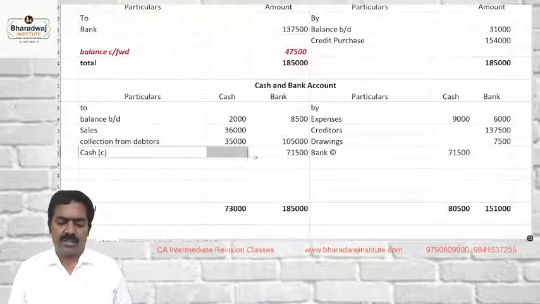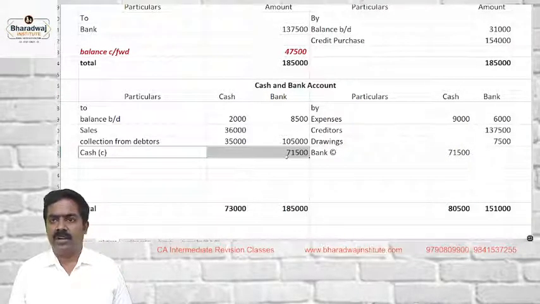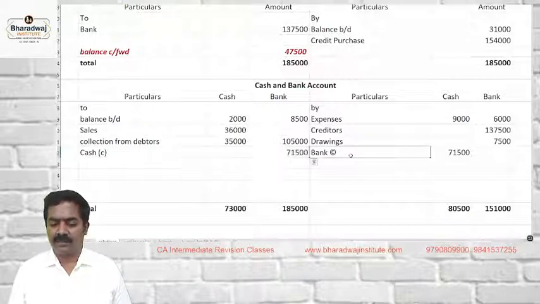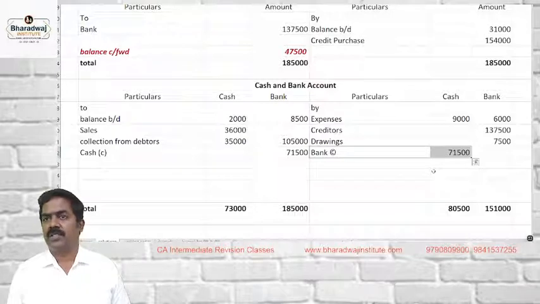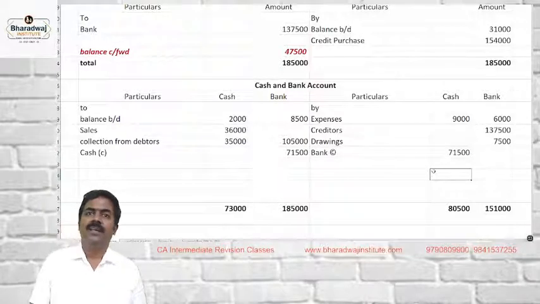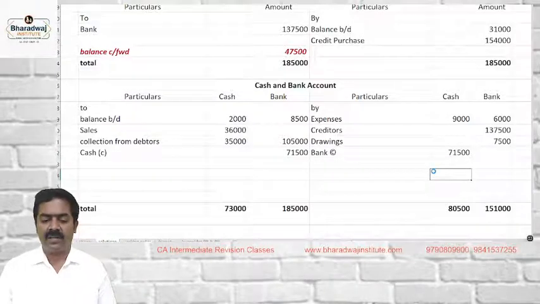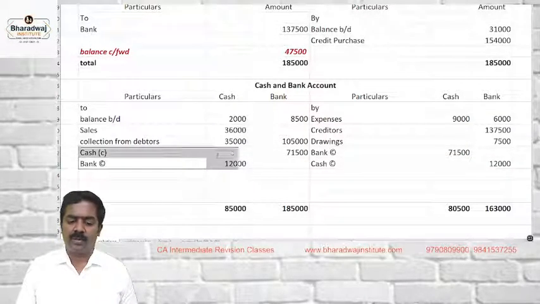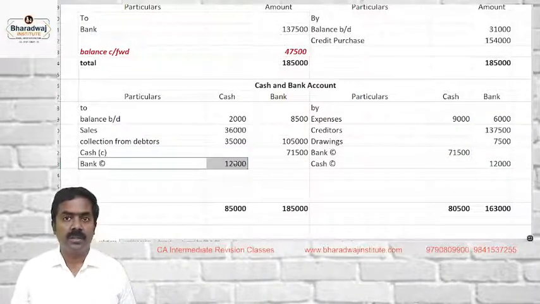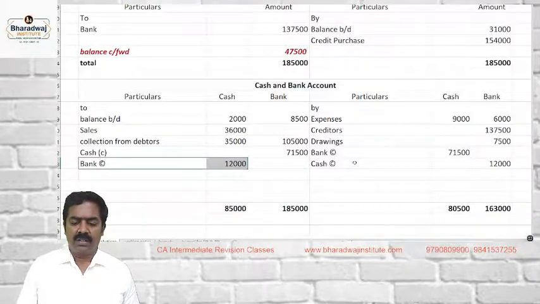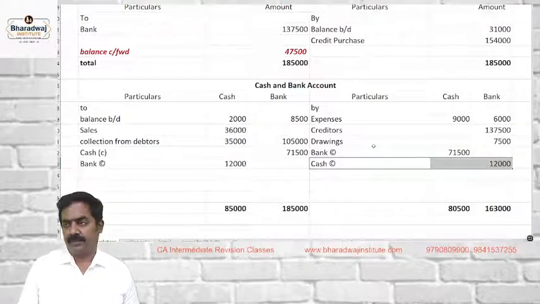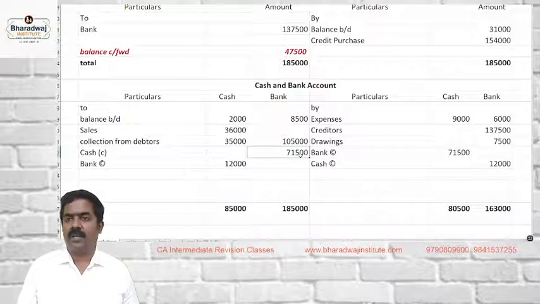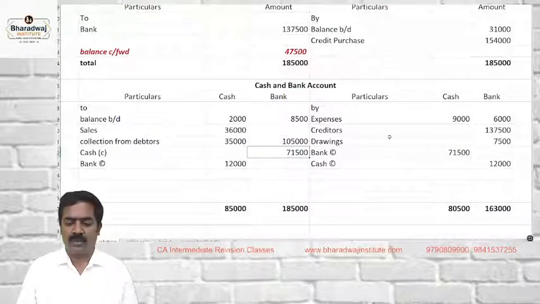To cash in bank column 71,500 deposited. Okay. By bank in cash column how much? 71,500. This is for the money deposited in bank. For the money withdrawn, what is entry? Cash account debit to bank account. Cash account debit to bank account. Okay, it will be like a contra entry. Otherwise, debit what comes in, credit what goes out rule you can follow.